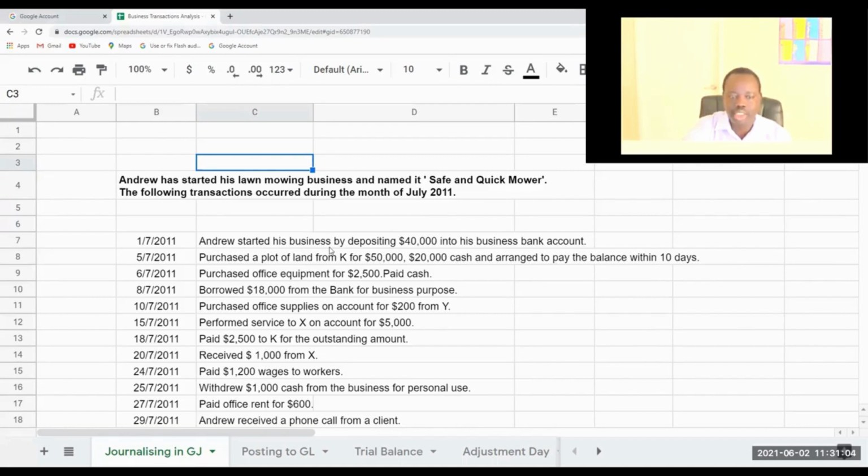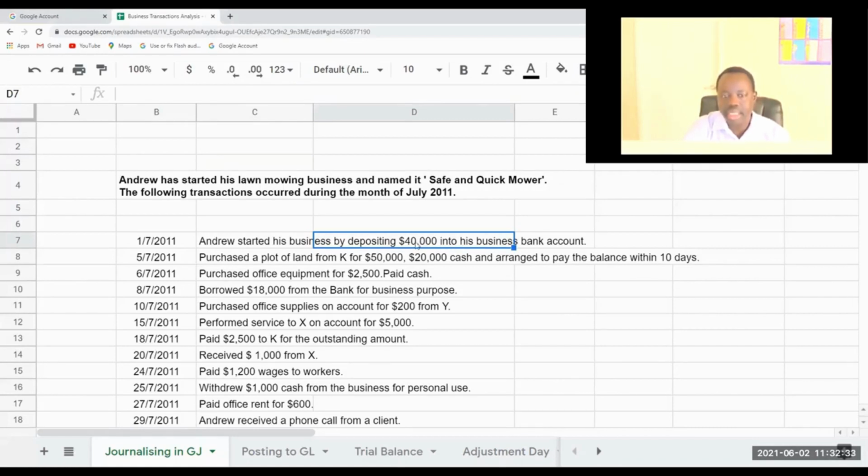Andrew started his business by depositing $40,000 into his business bank account. Can you identify accounts involved in these transactions? First one is to identify what is coming into the business. And this one here is cash. So we can identify one account is cash account. And what is cash account? Cash account is an asset account.